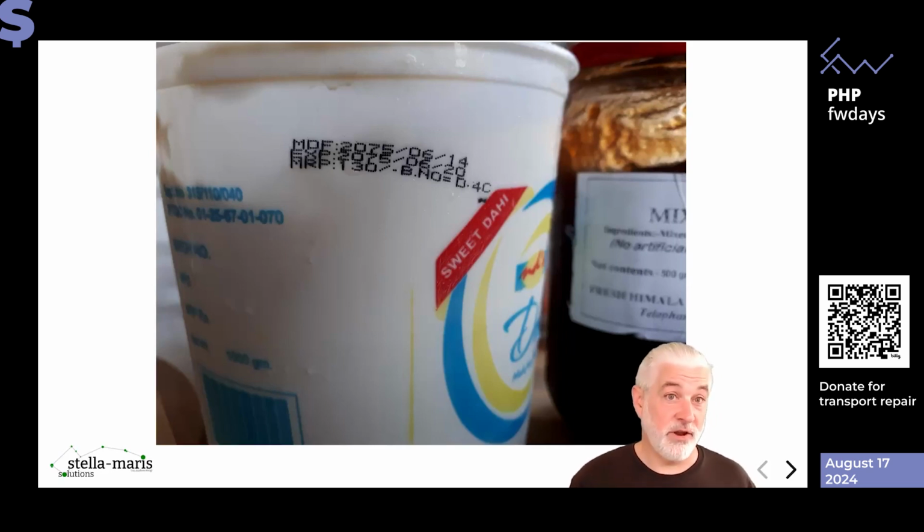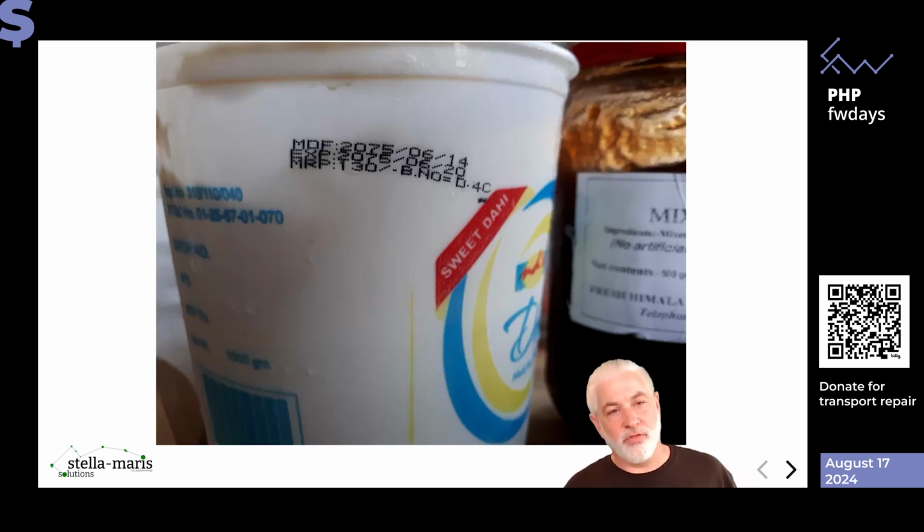I visited a friend in Nepal and bought a yogurt there. And that yogurt was made on the 14th of the 6th month of 2075. The best before, or the expiration date, is also in 2075. So that would still be okay, that yogurt, would it? No. What I learned there was there are actually different calendars in use.